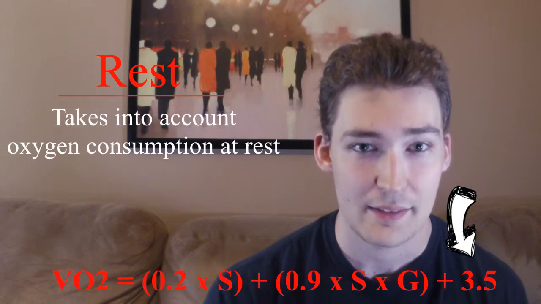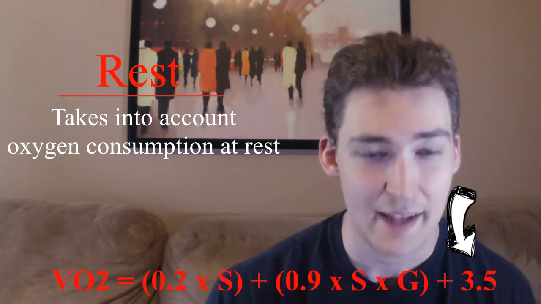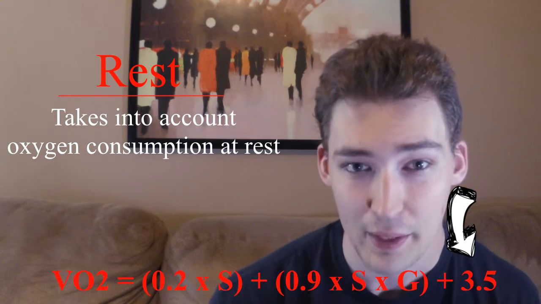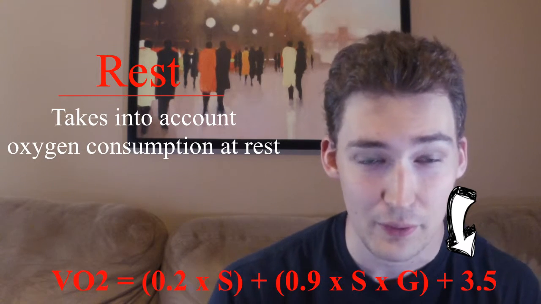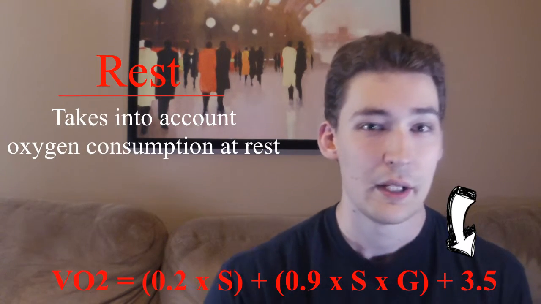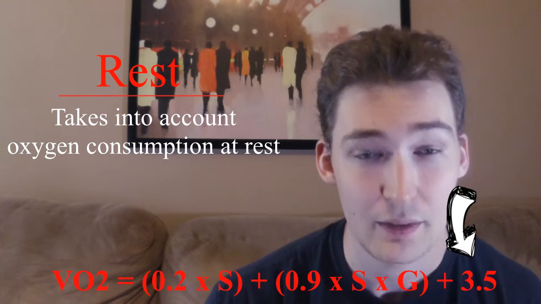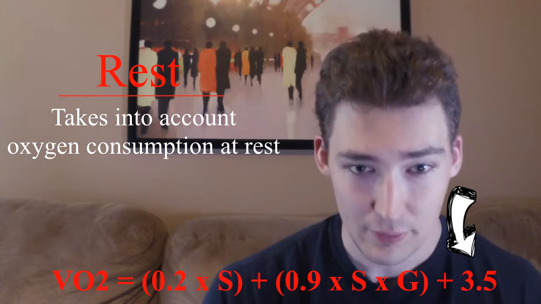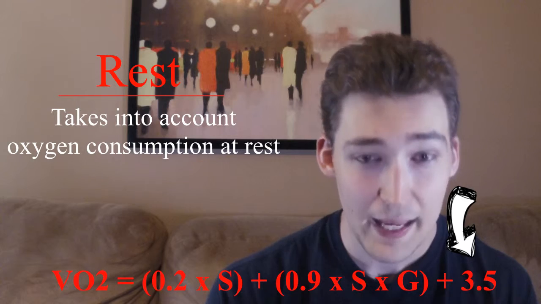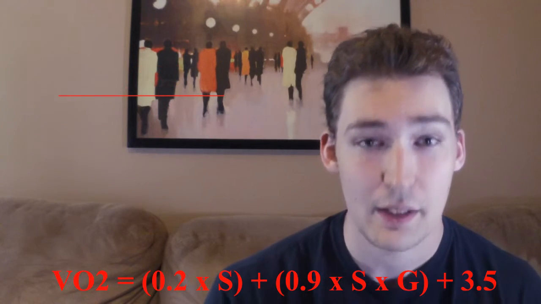Our body is not simply designed to just exercise non-stop. There's also a resting portion to our VO2. When we're resting, we're using roughly 3.5 milliliters of oxygen. So they add that component into the equation as well. So that is the rundown on the equation, and now we can move on to actually breaking everything down.